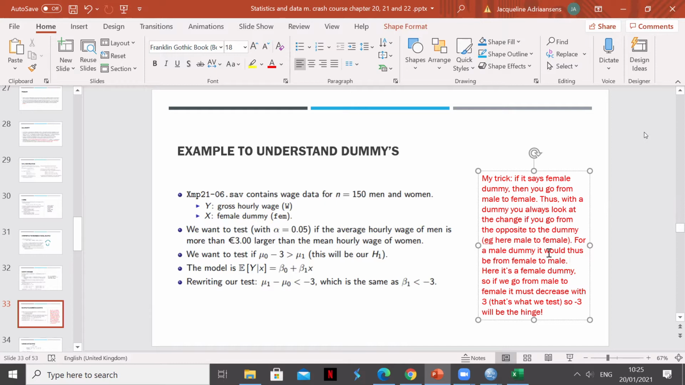So you always go from the opposite to your dummy variable. And I think that really helps if you just remember that. So going from the opposite to your dummy variable, then you can always interpret your model.